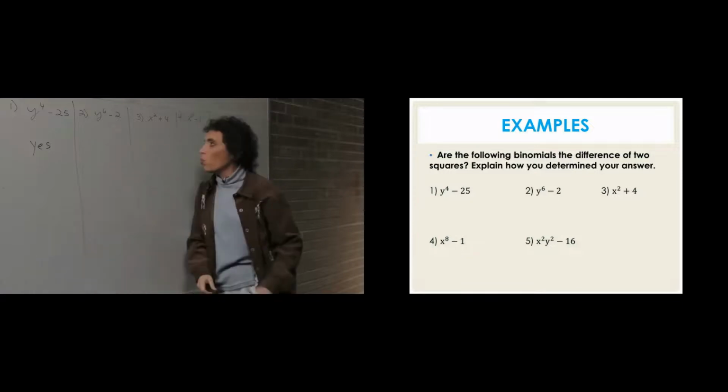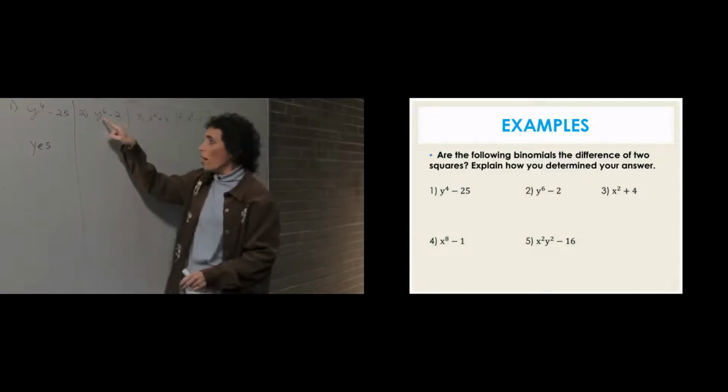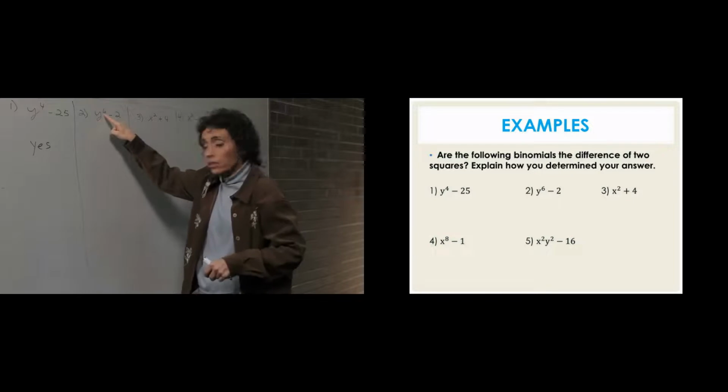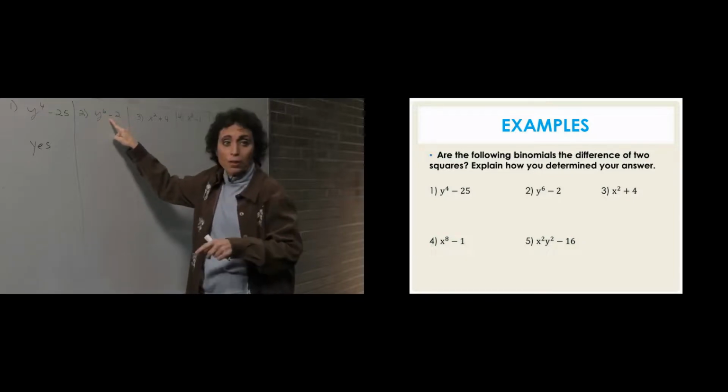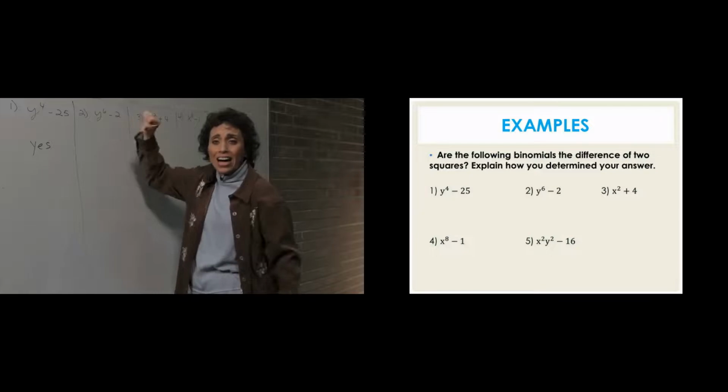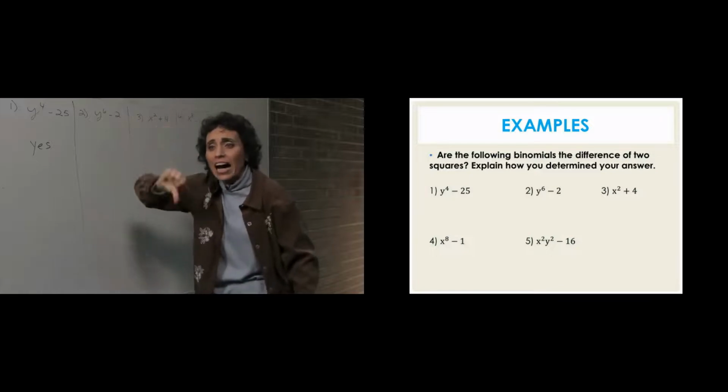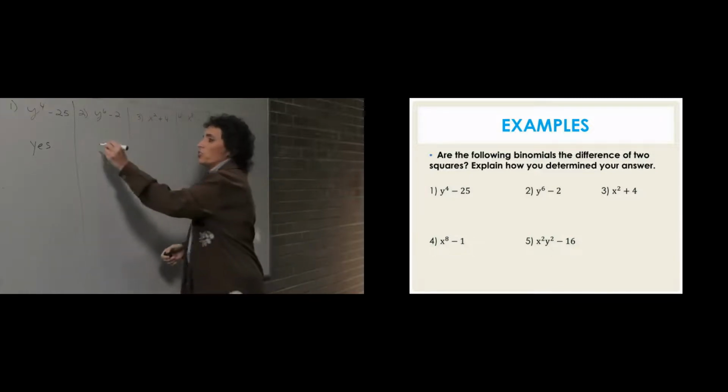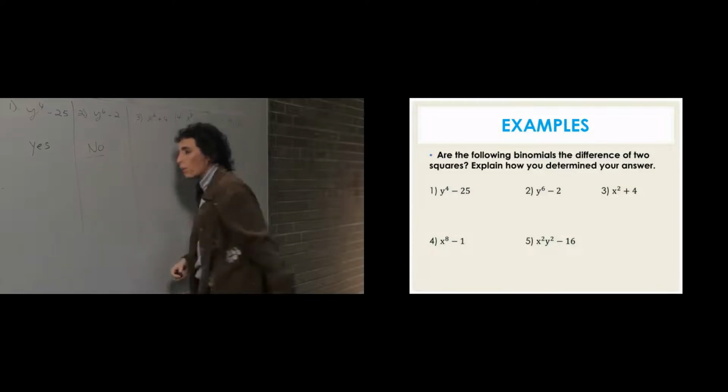Let's look at this one. y to the 6 minus 2. Well, y to the 6 is a perfect square because that's even. It's supposed to be separated by a minus, that's good. But 2 is not a perfect square. So this is no, because 2 is not a perfect square.